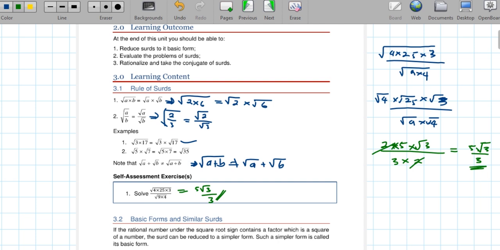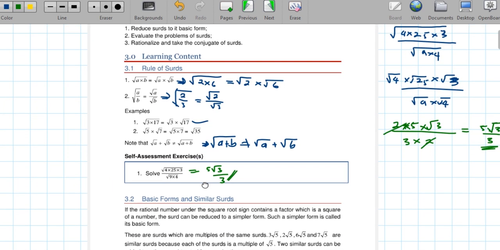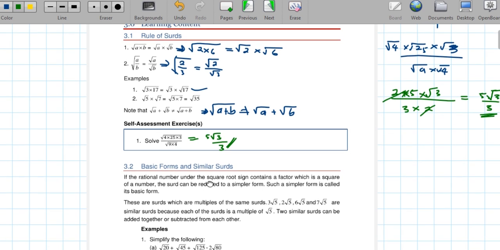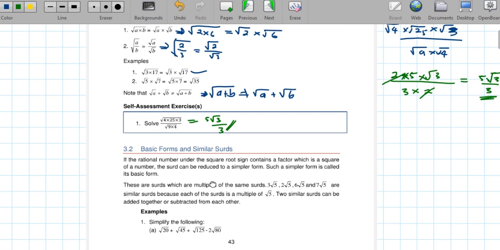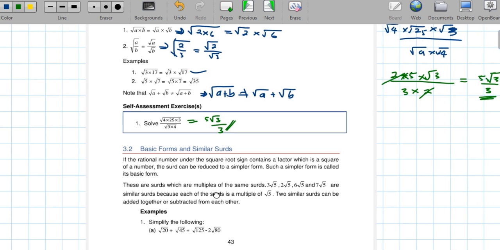So we look at basic forms and similar surds. Now, if the rational number under the square root sign contains a factor which is a square of a number, the surd can be reduced to a simpler form. Such a simpler form is called its basic form. What we've done here, for instance, we have 25, so this can be reduced to 5, which is the basic form.